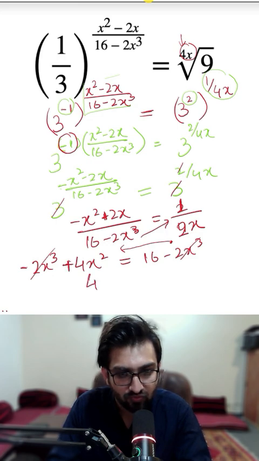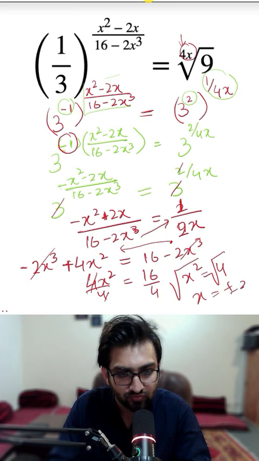So now we have 4x square equal 16. So let's divide both sides by 4. So x square is equal to 4. Take square root both sides. So x is equal to plus minus 2. That's the answer.